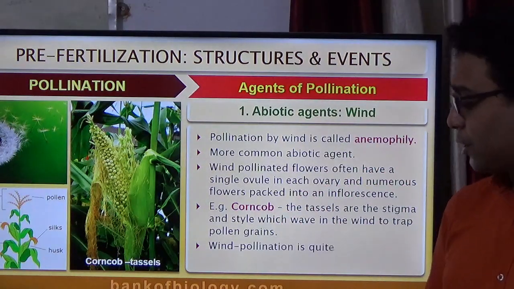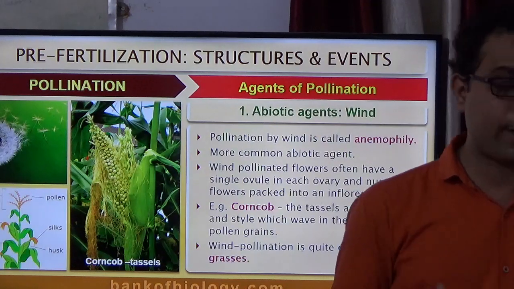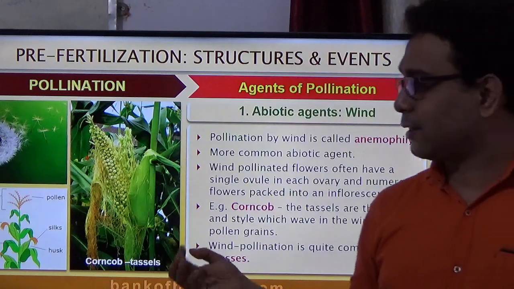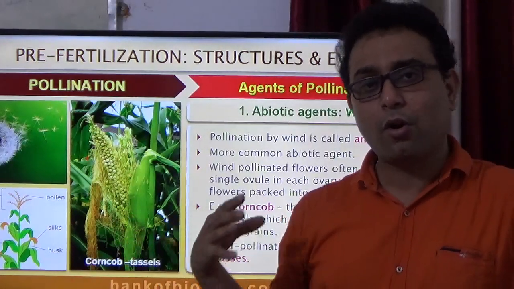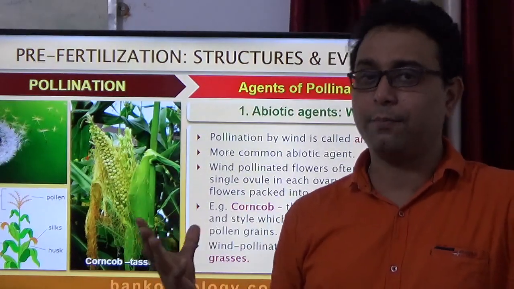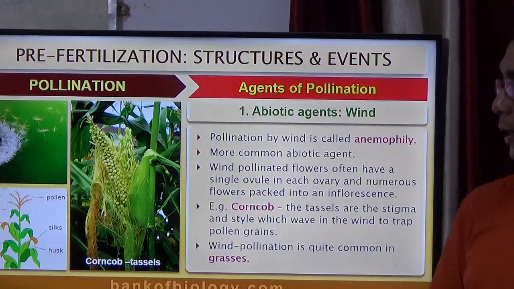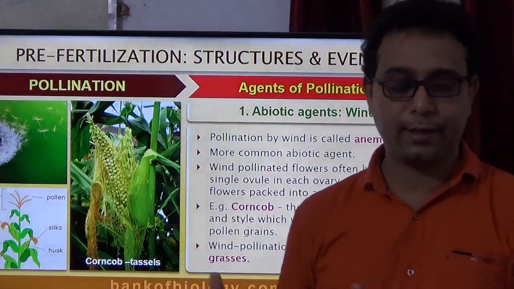So wind pollination is quite common in the grasses. Most of the monocotyledons like grass, like wheat, like rice, all of these plants are generally pollinated by the wind. So the biological term is anemophily.